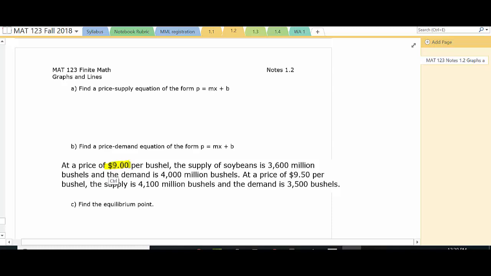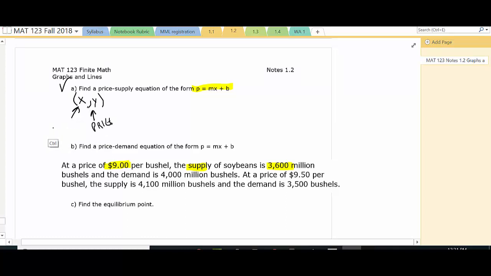So if we have this price, the supply is 3,600 million. Now on part A, we're going to work with a supply equation. That's going to give you a point. The structure of a point is x, y, and we're going to say that the supply is going to be y. And then x is going to be, I got that backwards. The reason is because the directions to the problem say P equals MX plus B. Well, P is the price, so this is going to be the price.